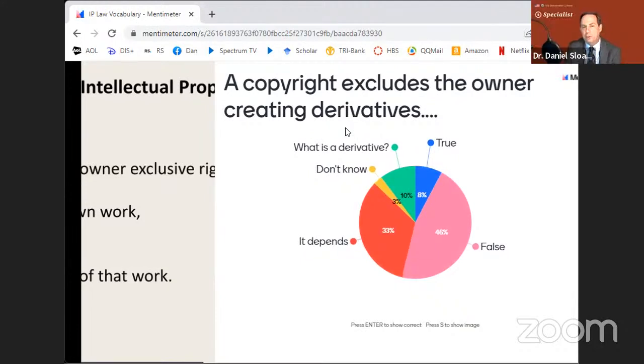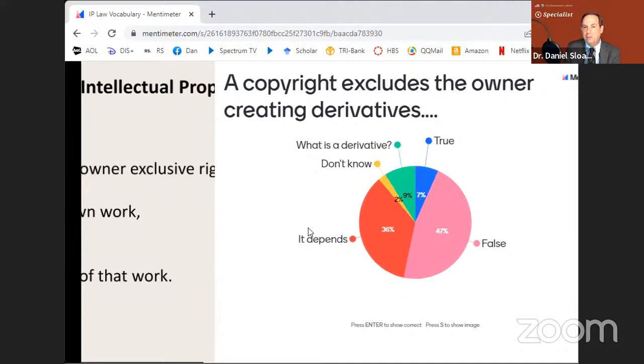You can choose, actually there's one correct answer. Although some of these others, if you don't know what a derivative is, might also seem like correct answers. So we're okay there. Don't know, and that's great. I like to see that, because then you can look it up. About 11% maybe didn't know the answer or didn't know what a derivative is. And a copyright excludes the owner from creating derivatives.